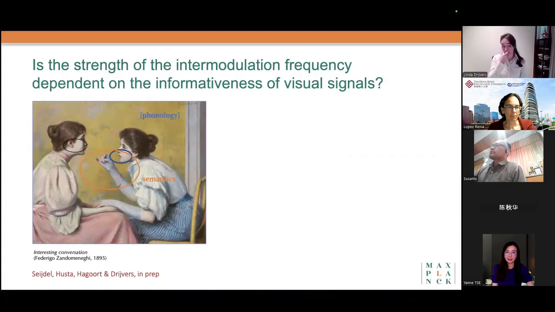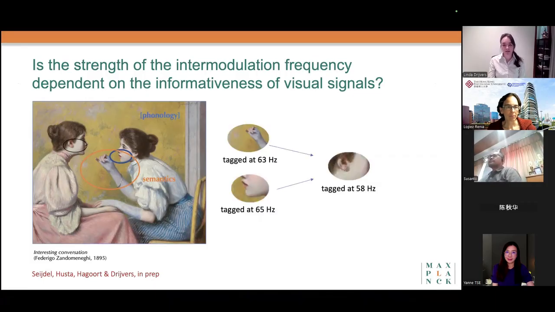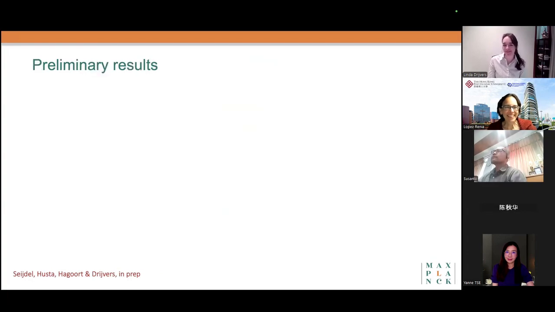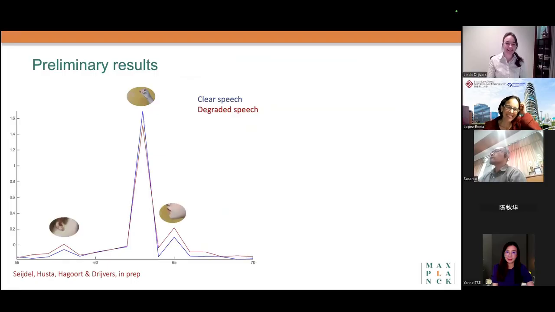Now, currently we're looking into whether the strength of this intermodulation signal is also dependent on the informativeness of visual signals. So we collected a lot of data in more naturalistic context as well, where we scored the informativeness of lip movements and of gestural signals to see how this affects the integration. So is attention allocation and signal integration also altered by the informativeness of gestures and visible speech? And I had this great hope that I would have finished that by today, but I only have some preliminary results. So we replicated the RIFT work that we did before.